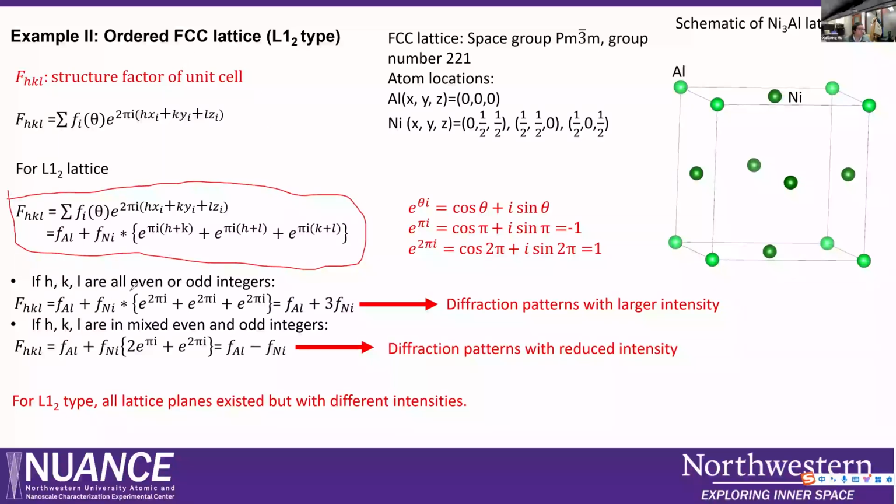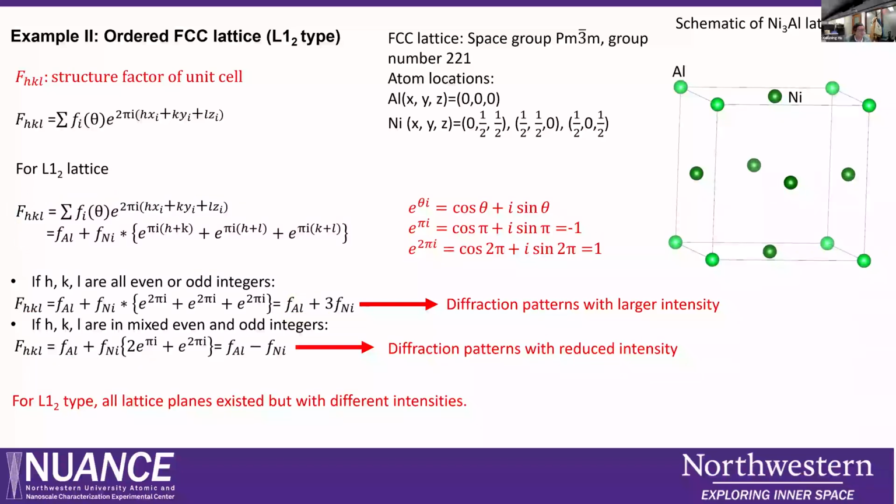For example, if HKL are all even or all odd, you get F_HKL equal to F_aluminum plus 3 F_nickel. F_aluminum is the scattering factor of aluminum, which is a constant you can check from a table. And if they are mixed numbers, F_HKL equals F_aluminum minus F_nickel. In a diffraction pattern, you may see some reflections with very strong intensity, and some that are weak, because they have different structure factors.